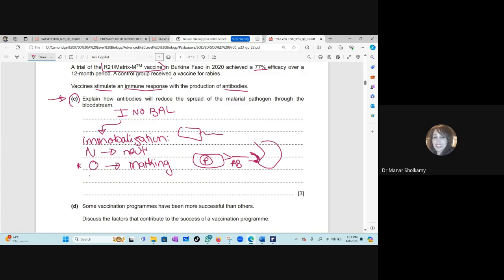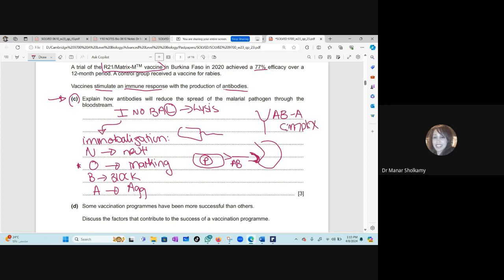What is B? Block. It will prevent it from entering the host cells. What is A? Agglutination. Yes, it will make the pathogen stick together. What is L? Lysis. It will make the pathogen rupture. And of course, you have to mention that the antibody is specific. It binds with a specific antigen. And when it does, this forms which complex? Just like the enzymes. Antigen-antibody complex.